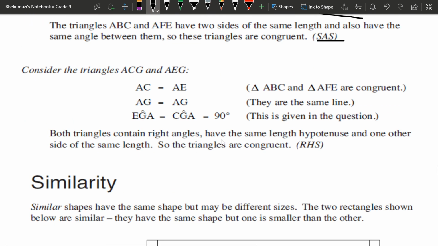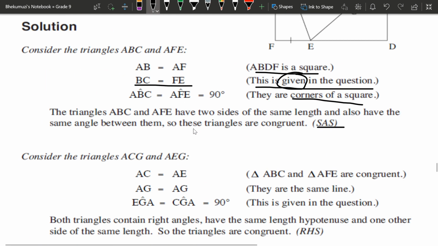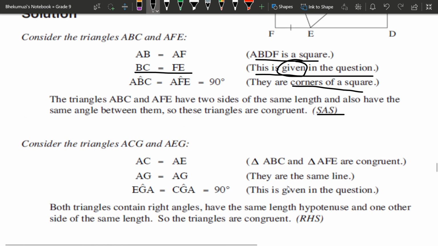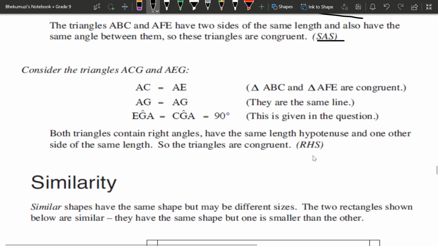And then the next pair is that consider ACG and AEG. AC is equal to AE because the triangle ABC and the triangle AFE are congruent. And then also AG is equal to AG because they are the same length, right? This is common for these two triangles. And then you can also find that there's a 90 degree angle, which is given in the question. And therefore, the answer for that one is the right angle, hypotenuse, side.